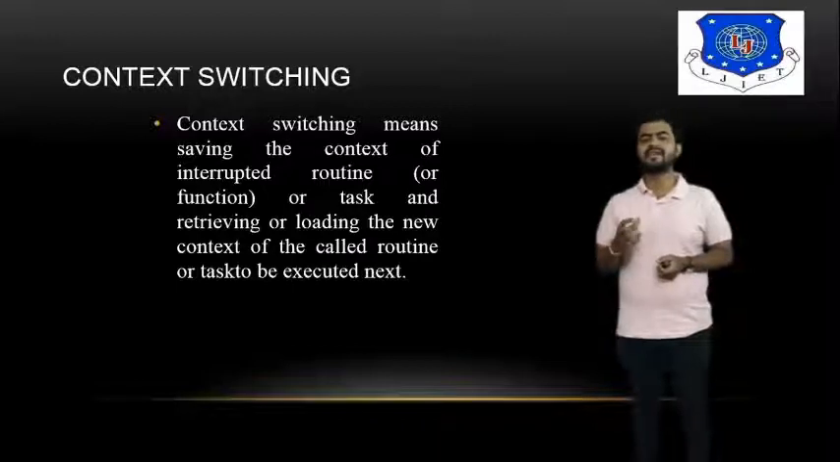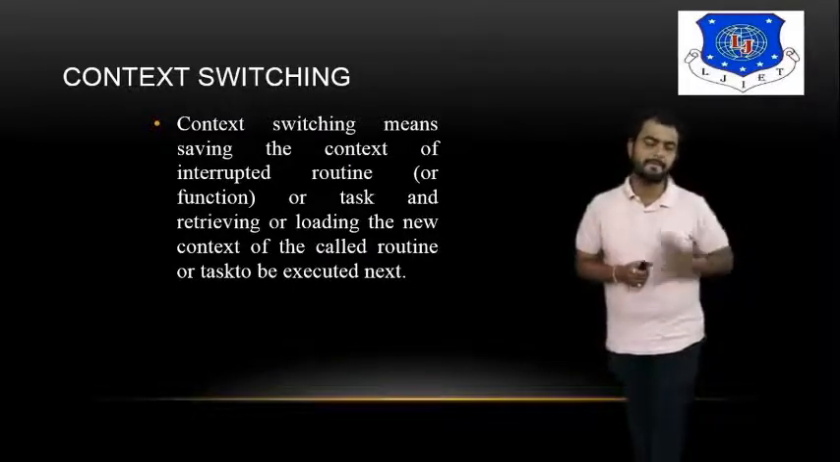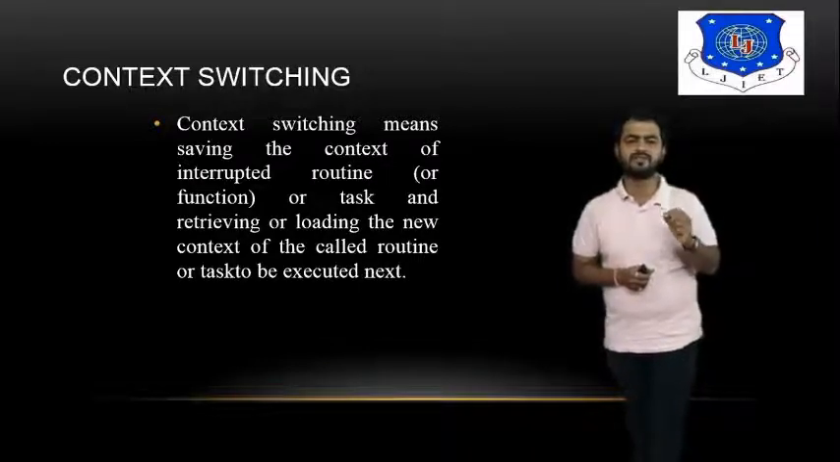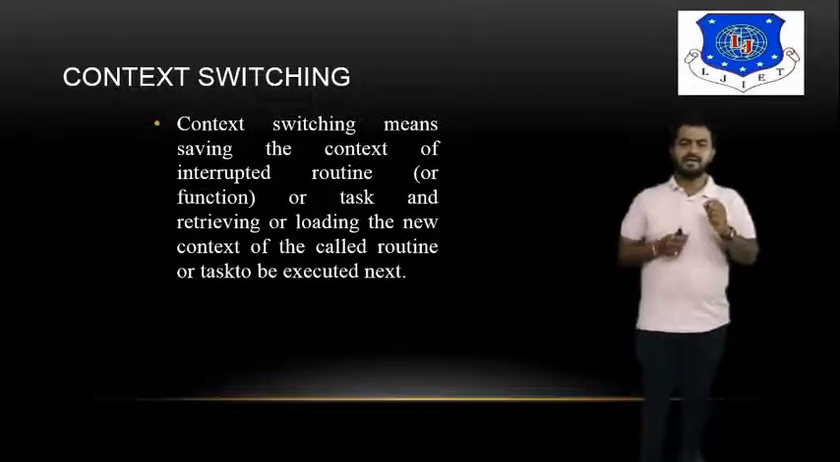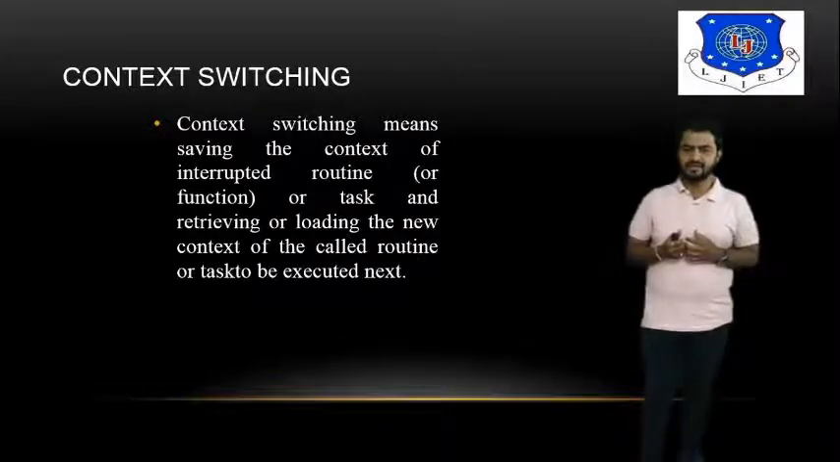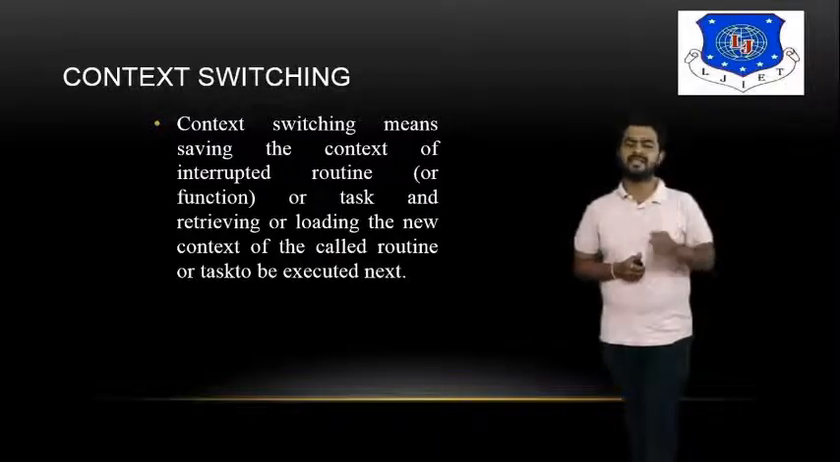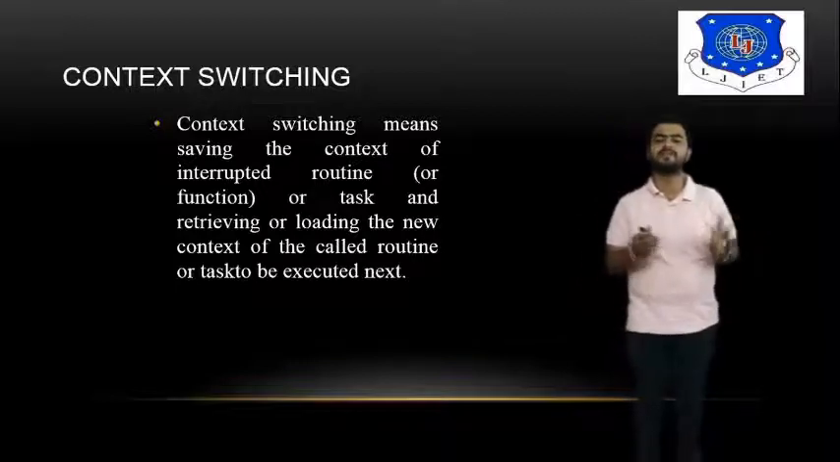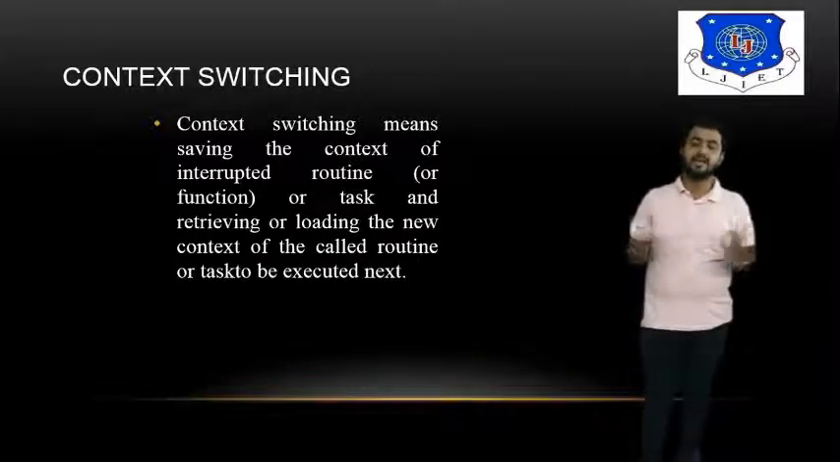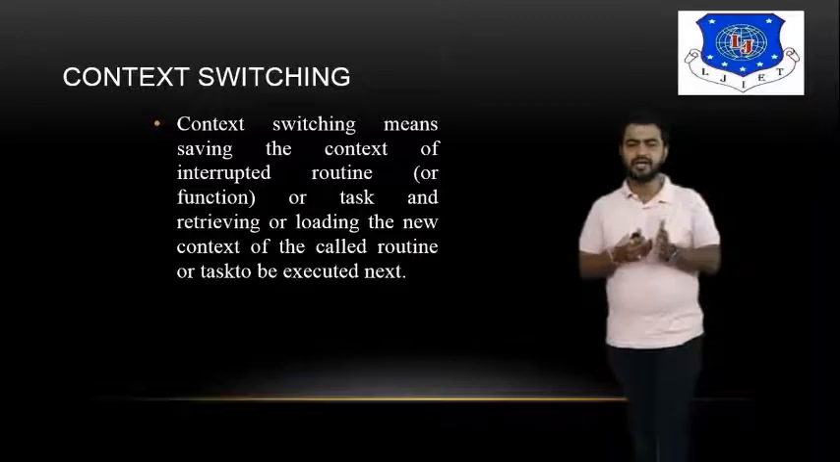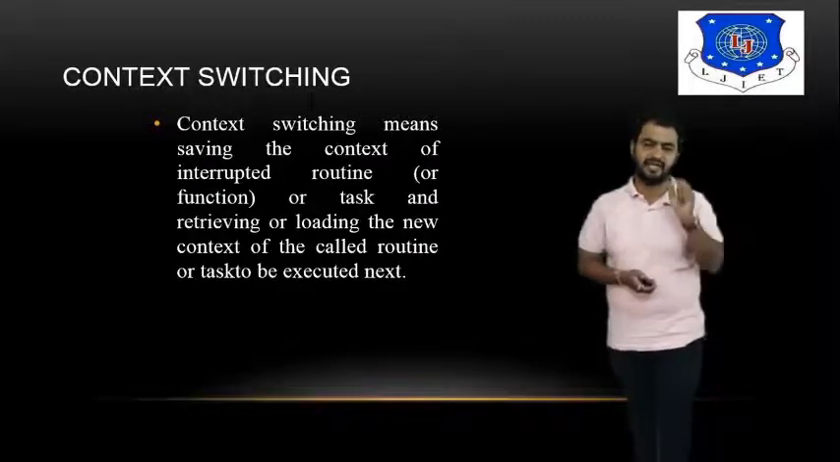Now we discuss context switching. What exactly is the meaning of context switching? Context switching means saving the context of an interrupt routine or function or task and retrieving or loading the new context of a routine or task to execute the next instruction. So basically, in terms of context switching, we have to deal with a number of tasks, right? We have to discuss the number of tasks which are going on in parallel, or in synchronous manner, meaning one after another. So we have to take care of each and every task, load a new task, and complete the previous task as per its execution.